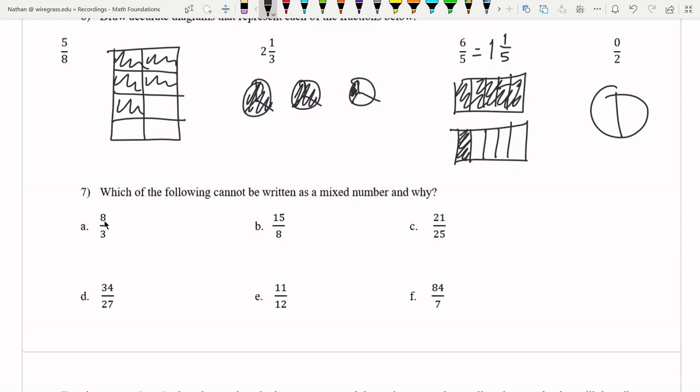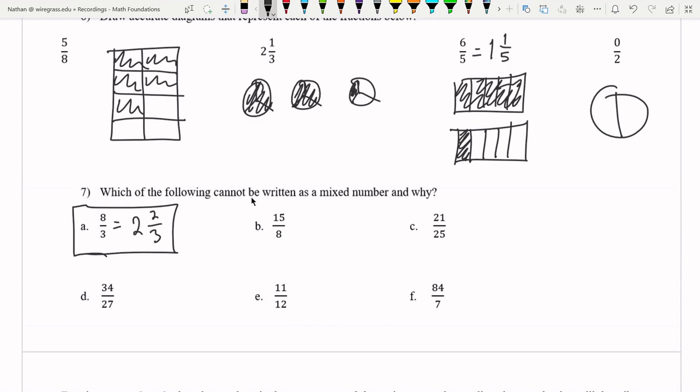So 8 over 3, right? The numerator is larger than the denominator. This is an improper fraction. So this one can be written as a mixed number. And specifically, 3 can go into 8 2 times evenly. 2 times 3 is 6. 8 minus 6 is 2. So you get 2 2/3. So that right there is proving that it can be written as a mixed number.